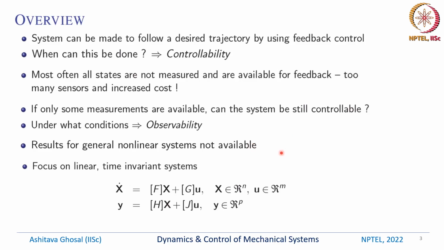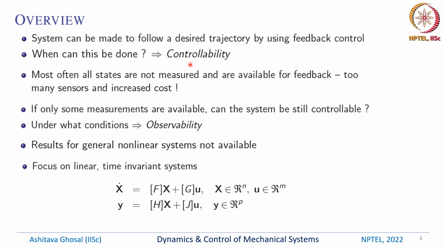In the basic concept of control or feedback control, we have shown that a system can be made to follow a desired trajectory by using feedback control. So a key question is, when can this be done? This leads to the concept of controllability.